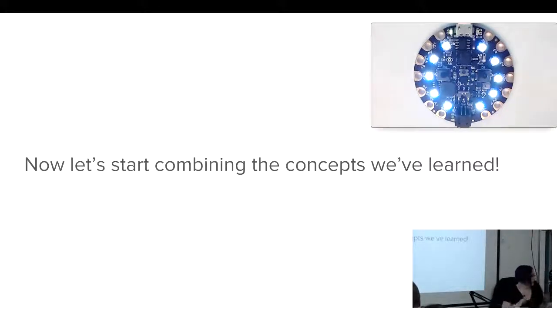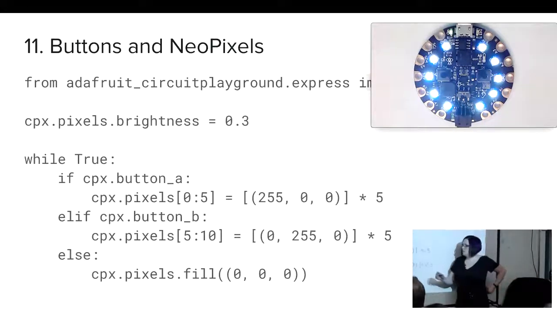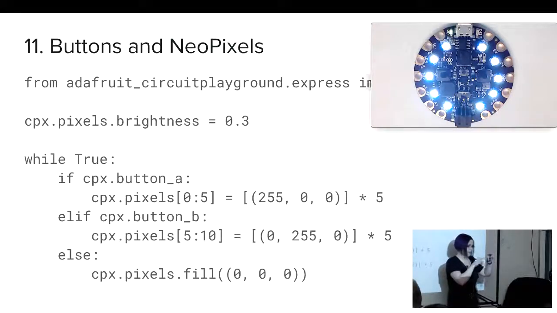All right, so now we're going to start combining all the things that we've covered, working towards combining them all together. So first, we're going to do this piece of code with the buttons and the LEDs. The pixel code supports what's called slicing. And slicing is a way of taking a set of things and doing something with only part of them. So what we're doing here is if button A, we're going to do something to only the first 5 LEDs. And if button B, we're going to do something to the second set of 5 LEDs, so half and half.